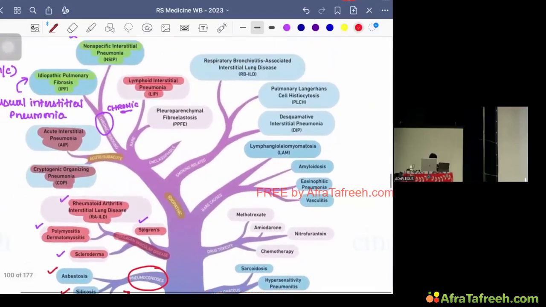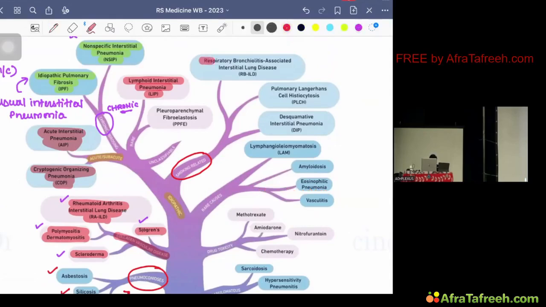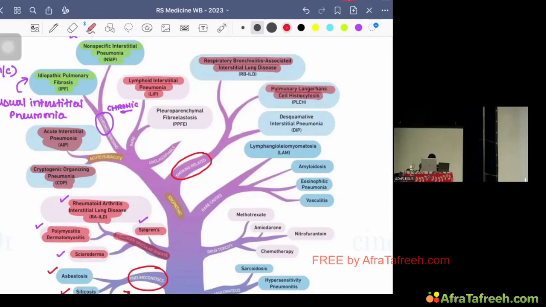Then we have smoking related ILD. In smoking related ILD, we have three conditions. The first one is RBILD, respiratory bronchiolitis associated interstitial lung disease. The second one is PLCH, or pulmonary Langerhans cell histiocytosis, and the third one is DIP, or desquamative interstitial pneumonia.